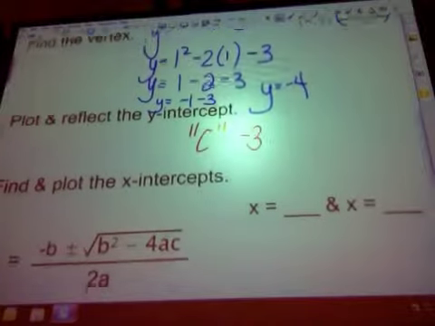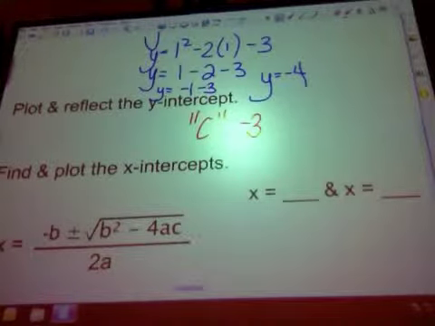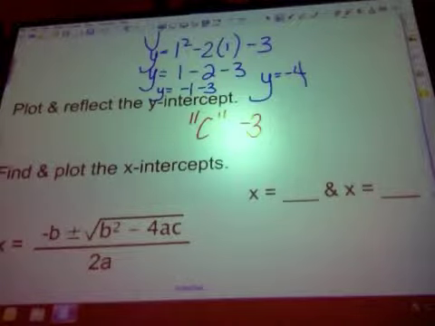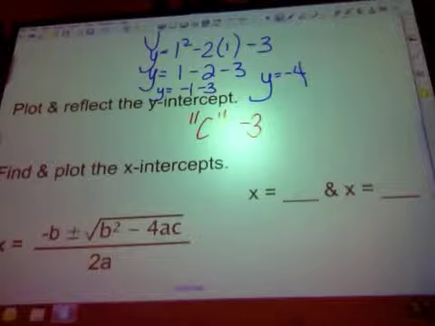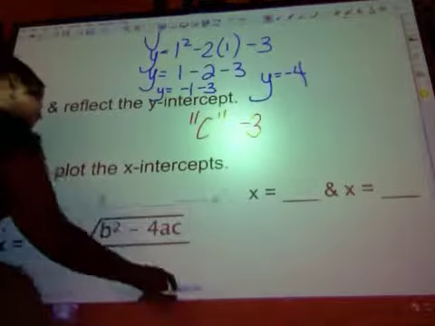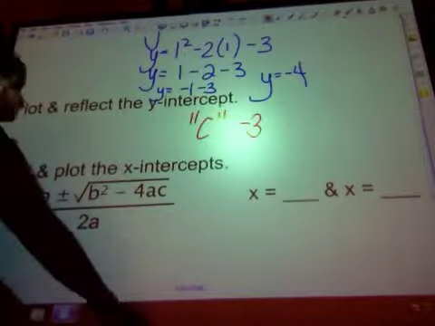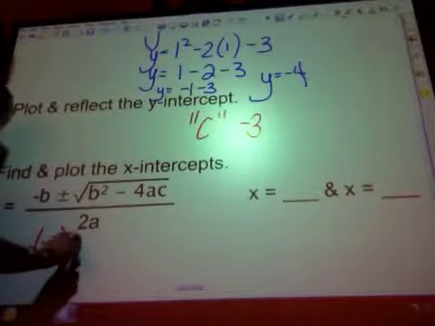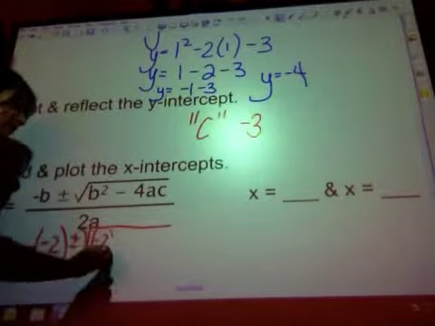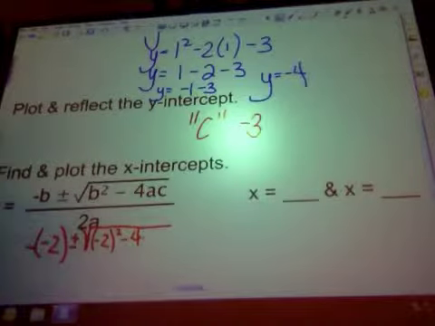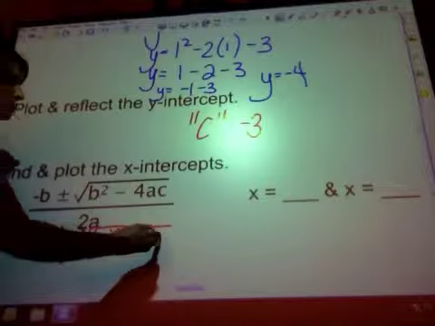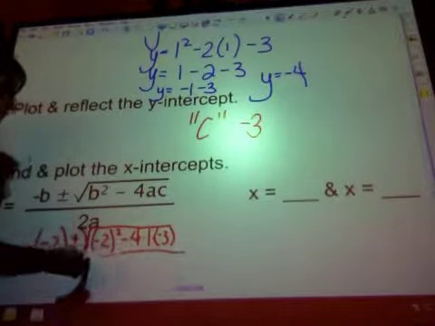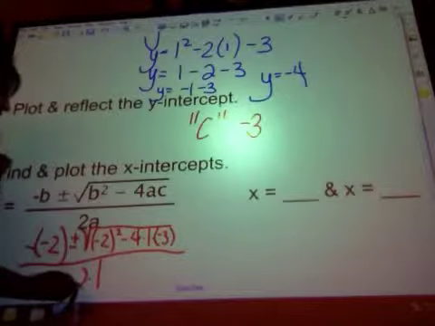The next thing, the last part actually, is to find and plot the x-intercepts. To do that, you use the quadratic formula, which is the opposite of b plus or minus the square root of b squared minus 4ac, all over 2a. So we just plug our different letters in for the variables that they represent. So we're going to do the opposite of negative 2 plus or minus the square root of negative 2 squared minus 4 times a, which was 1, times c, which was negative 3. All that over 2 times 1, which was our a.